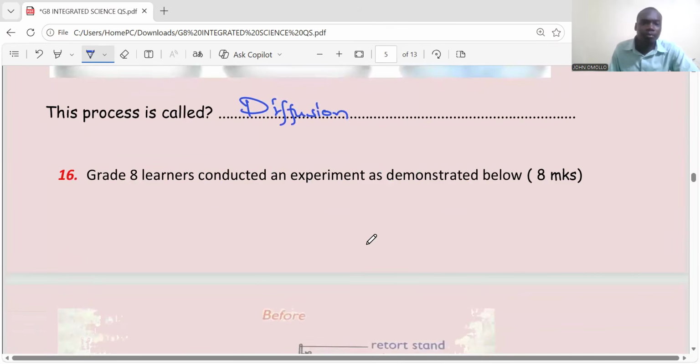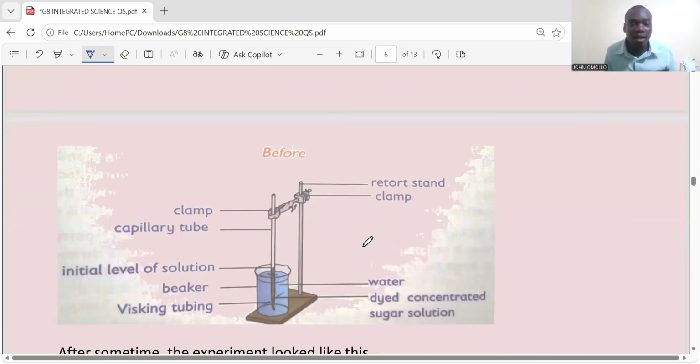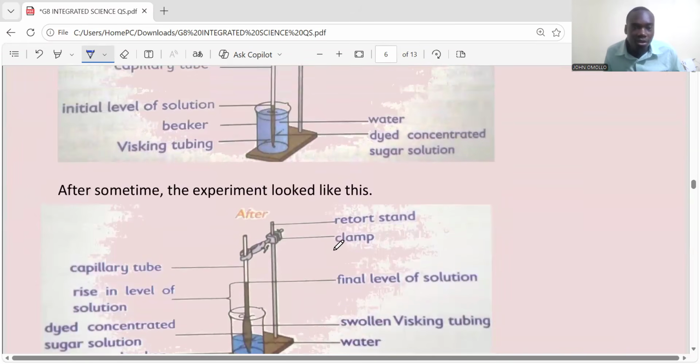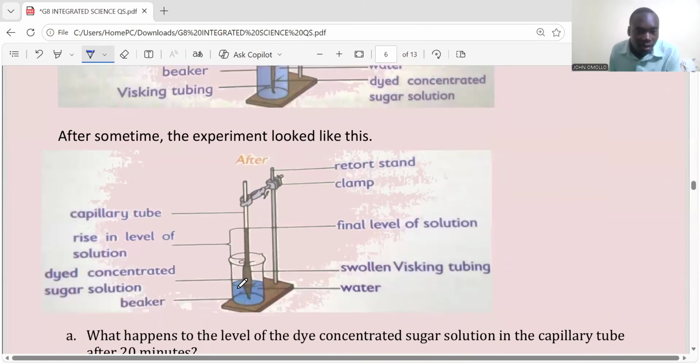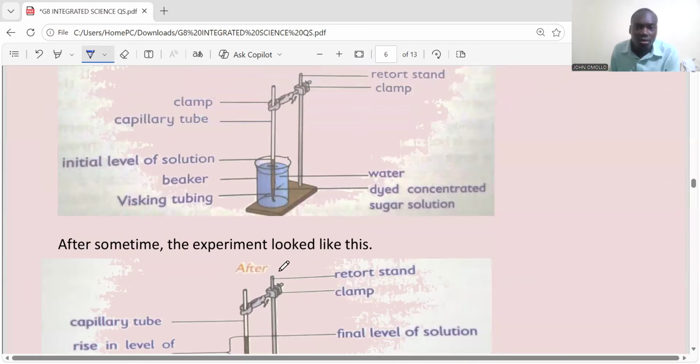Number 16. Grade 8 learners conducted an experiment as demonstrated below. So there is an experiment here. There is visking tubing, water, and a dyed concentrated sugar solution. You can see there is an initial level of solution. After some time, there is the final level of solution. So the solution increased in volume, the dyed concentrated sugar solution, and there is also water.